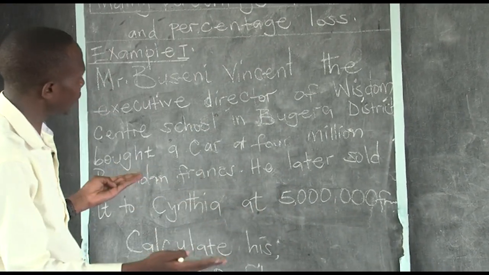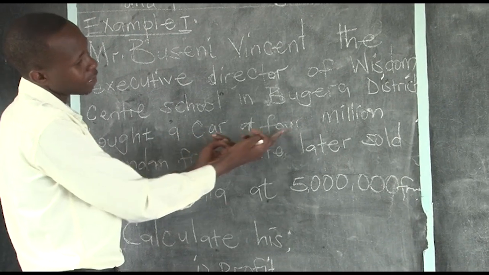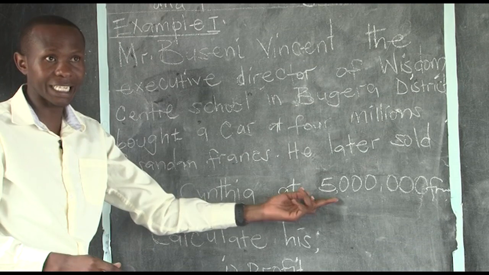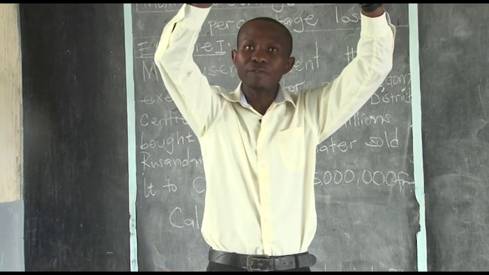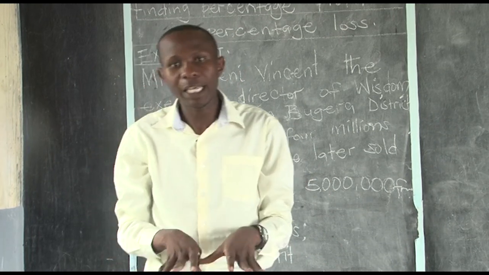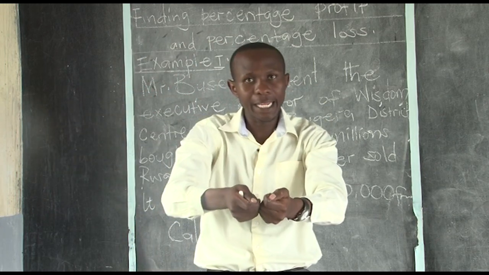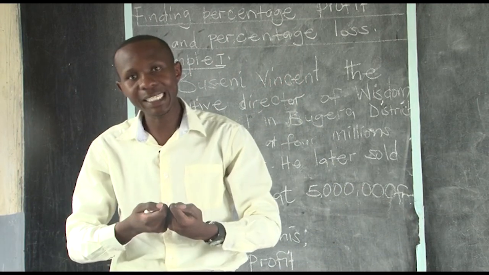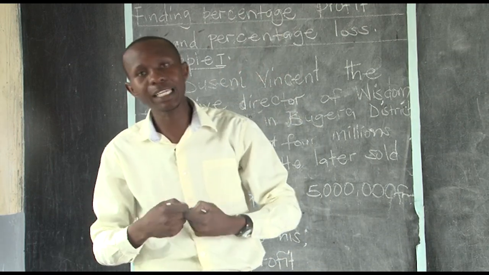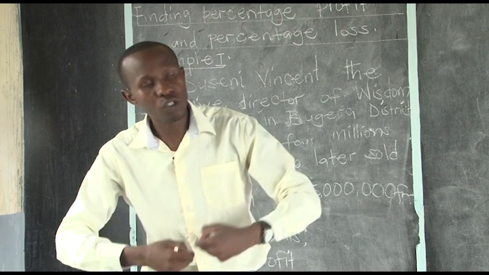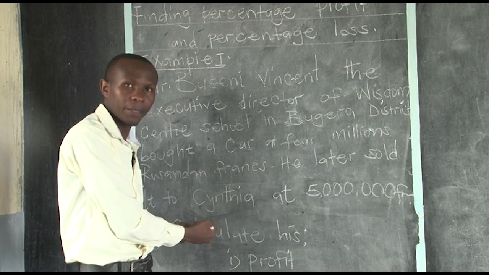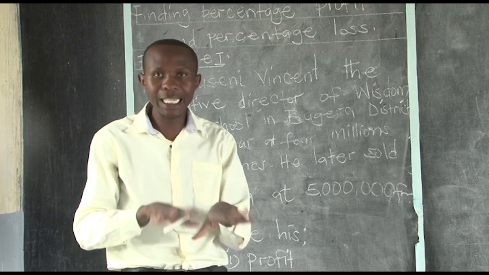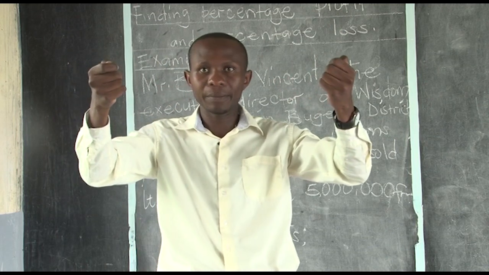When you look at the statement, they have said he bought this car at 4 million. After buying the car at 4 million, he sold it at 5 million. The price did not go down, it went up. Meaning that the amount he spent at first was less than the amount he gained from selling his car. At first, he bought it at 4 million. After buying it, he later sold it to somebody else called Sentia, and at how much? At 5 million. When you look at the amount he bought the car for, it is less than the amount he sold the car for. So what does it mean?